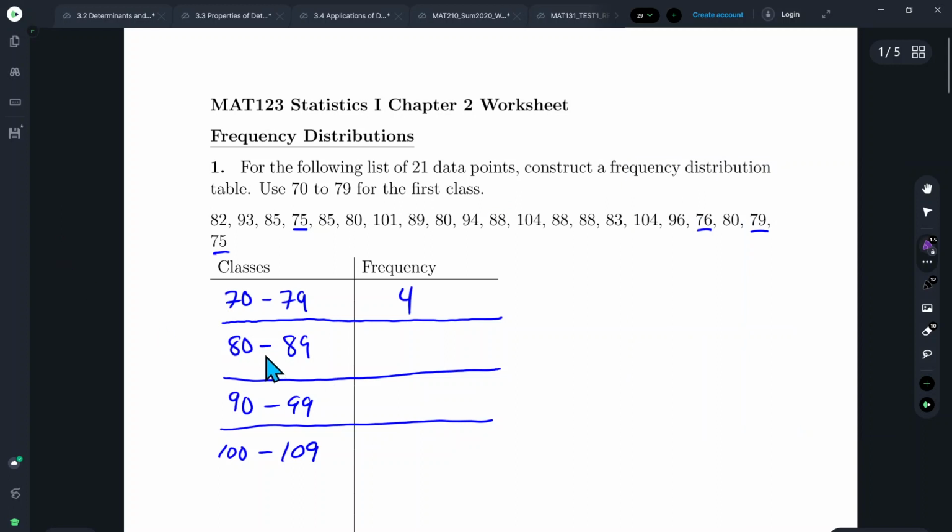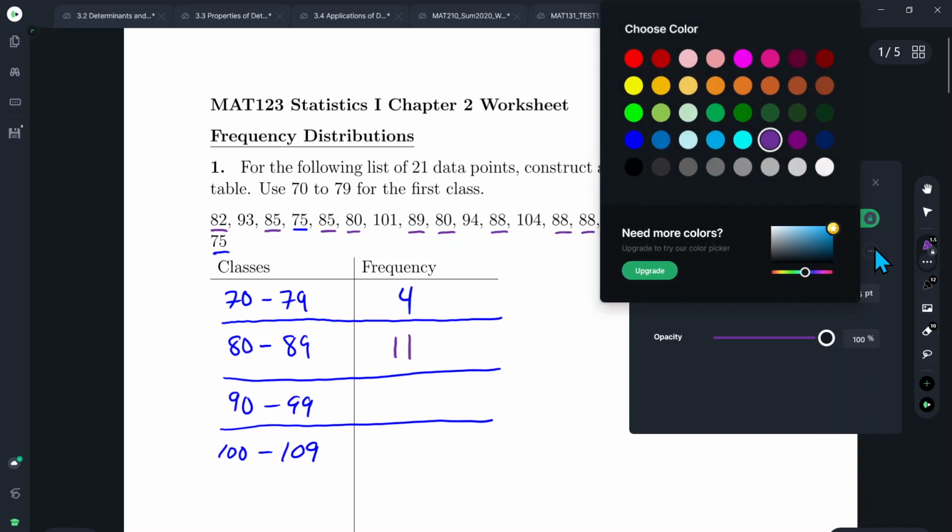Now the second class is 80 to 89, so we want the numbers that are in the 80s. So 82, 85, 85 again, 80, 89, 80, 88, 88, 88, 83, and 80. These appear to be the ones that are in the 80s. So let's count them up: 1, 2, 3, 4, 5, 6, 7, 8, 9, 10, 11. So there are 11 of these.